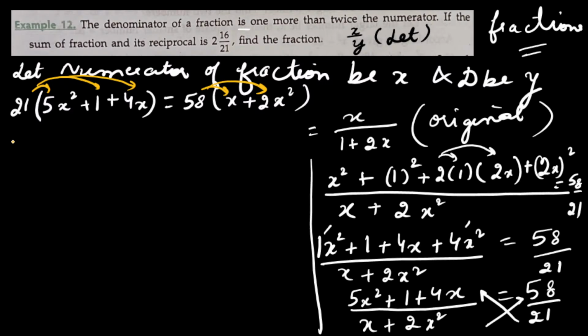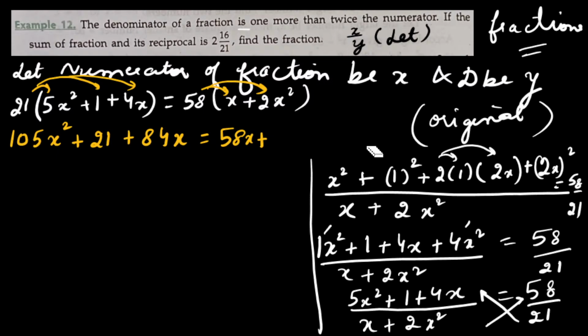inside bracket. So 21 into 5 is 105x square, plus 21 into 1 is 21, 21 into 4 is 84x. So here it is 58x plus, what is 58 into 2? 2 into 8 is 16, 5 into 2 is 10, 116x square. So here are my multiplications, please keep on checking.